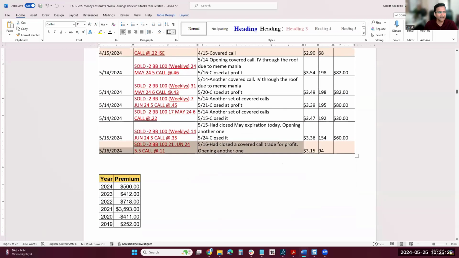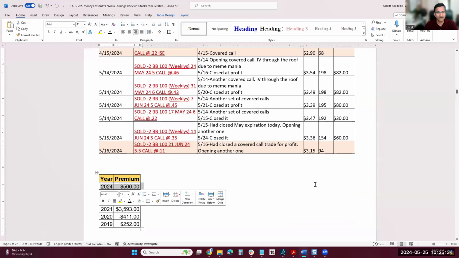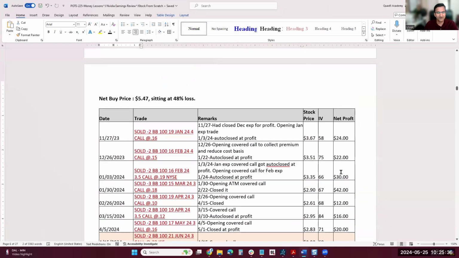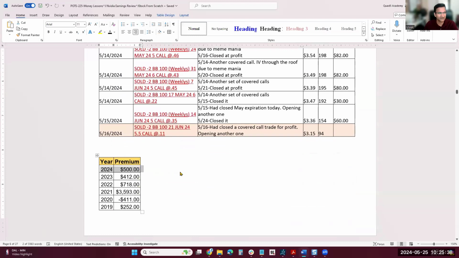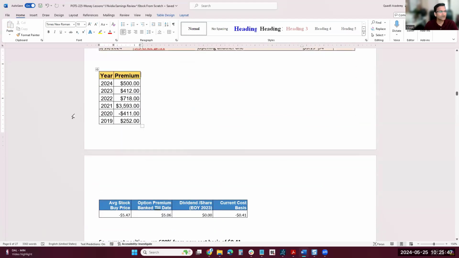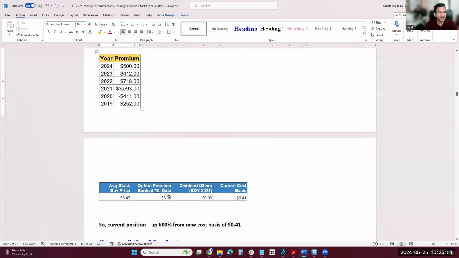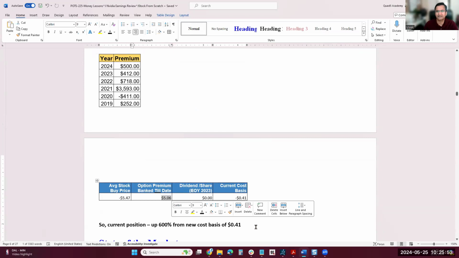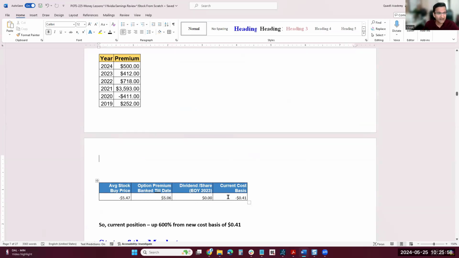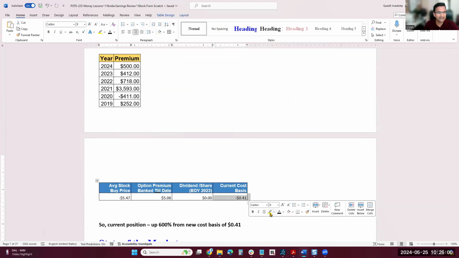So what's the benefit of doing it? This year I've collected $500 as a premium. Add up all these; this is a net profit. It'll turn out to be $500. Similarly, in 2023, I had collected $412. Right? So overall, over these 1, 2, 3, 4, 5, 6 years, I've collected enough premium, which is like $5, just selling option premium. So my current cost basis is 41 cents.